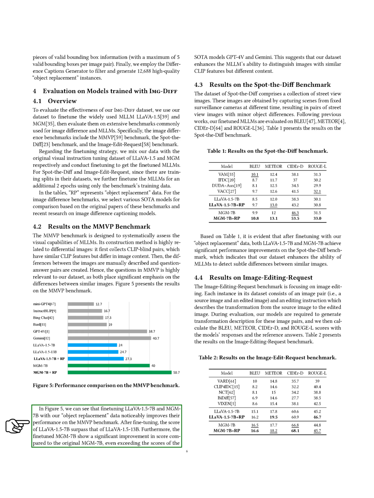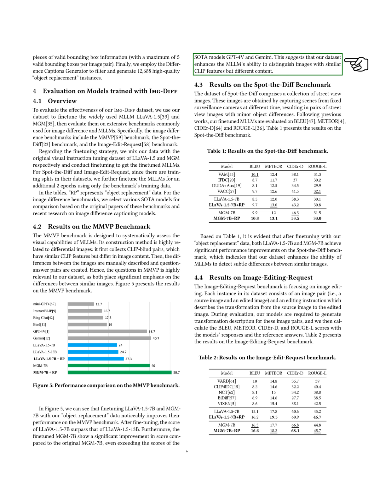After fine-tuning, LLAVA 1.5 7b outperforms LLAVA 1.5 13b, and the fine-tuned MGM 7b shows a notable score increase, even surpassing the scores of top models like GPT-4v and Gemini. This indicates that our dataset improves the MLLM's ability to differentiate between images with similar features but different content.